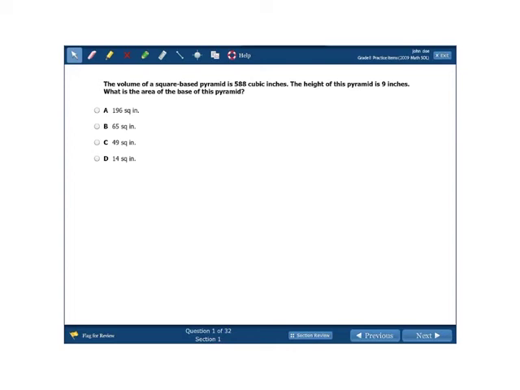Okay, so on this question it says the volume of a square-based pyramid is 588 cubic inches. The height of the pyramid is 9 inches. What is the area of the base of this pyramid? We need our formula for the volume of a square-based pyramid, which is 1/3 big BH. If you look, remember what we talked about with an equation or a formula. If I have a formula with more than one unknown, in this case 3 unknowns in the original formula, if I have 2 of those 3 things, I can solve for the last one.